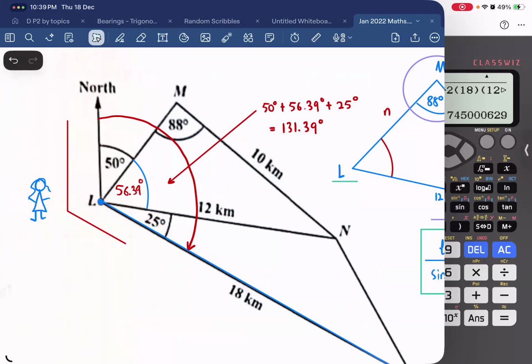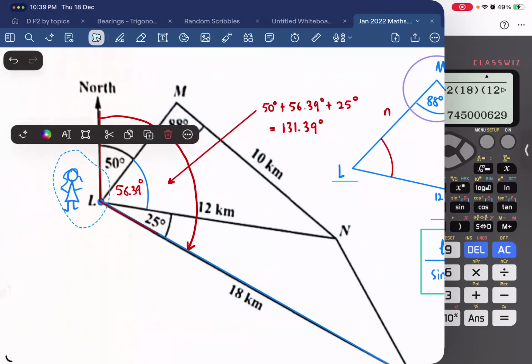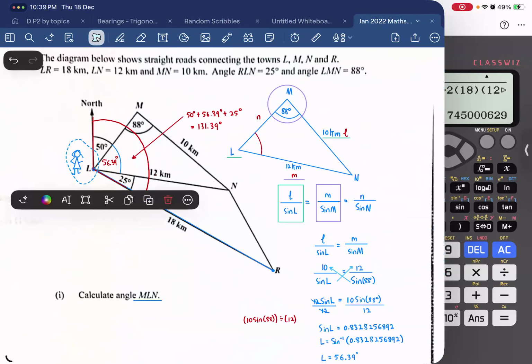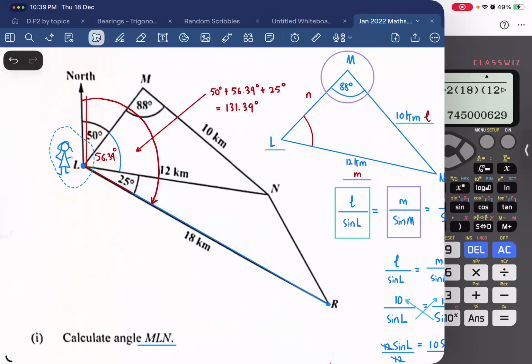So check this. Let's just say this is you. You start from L, right? If you keep on that bearing, you're following that bearing. You keep walking. Where is it going to take you? Where did you end up? You ended up at R. Exactly. So do you understand that the bearing is just the direction you would take to go from one point to the other point?